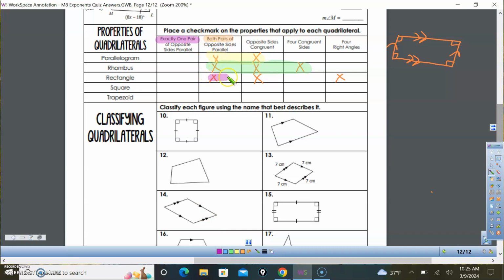So we can see a rectangle meets the same requirements as a parallelogram. That's why it's a type of parallelogram. But then on top of all of that, it also has the four right angles. That's what makes it a more specific type of parallelogram.